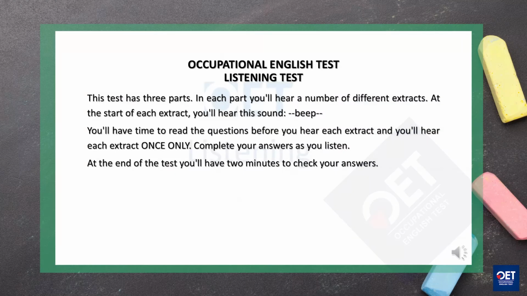The Occupational English Test has 3 parts, and in each part you hear a number of different extracts. At the beginning of the test, you will hear a beep sound. You have time to read the questions before you hear the extracts. You will hear each extract once only. You have to complete your answers as you listen. At the end of each test, you will be given 2 minutes to check your answers.